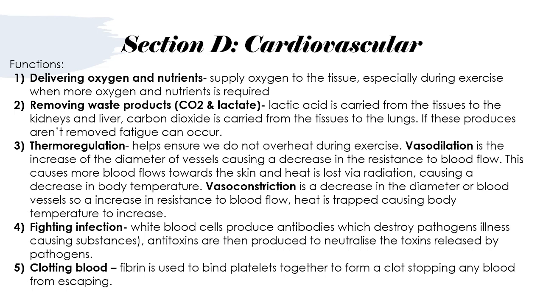Fighting infection: white blood cells produce antibodies, and they destroy the pathogens, and they also send out antitoxins which destroy these pathogens. And clotting blood: fibrin is used when one of the blood vessels is damaged, and it can help to bind the platelets together, forming a clot.